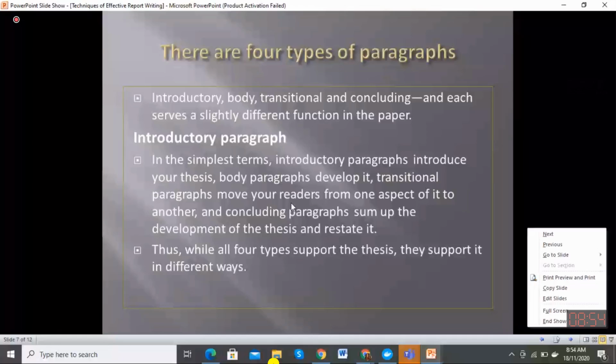Introductory paragraph. In the simplest terms, introductory paragraphs introduce your thesis. Body paragraphs develop it. Transitional paragraphs move your readers from one aspect of it to another. Concluding paragraphs sum up the development of the thesis and restate it. Thus, while all four types support the thesis, they support it in different ways.